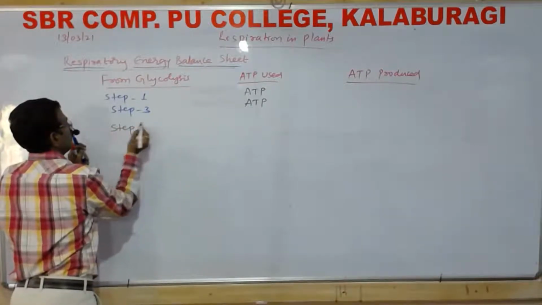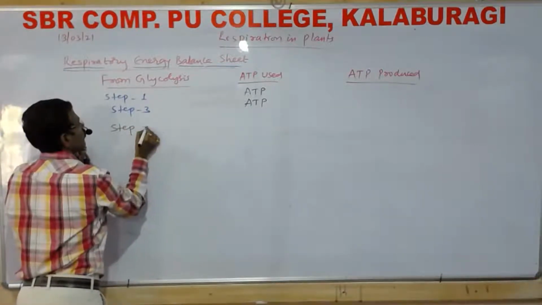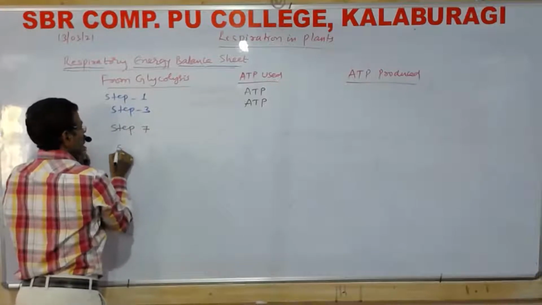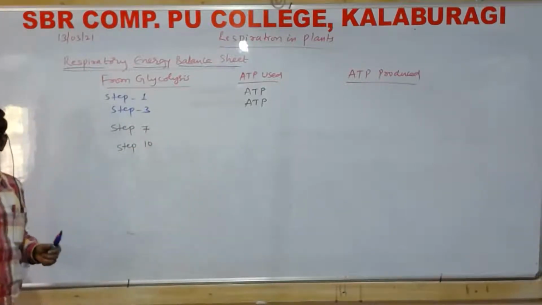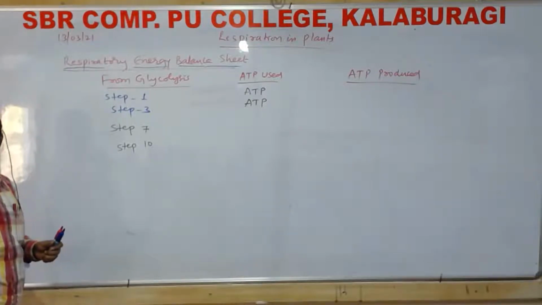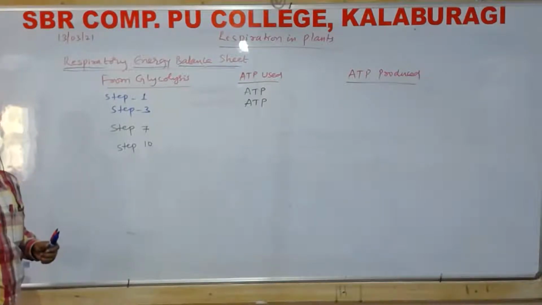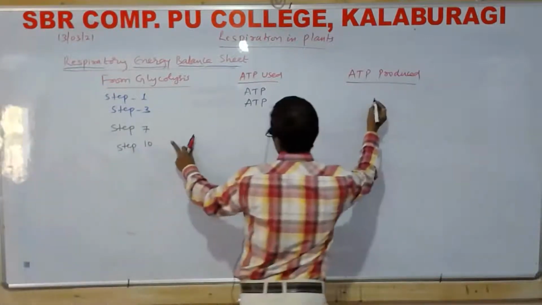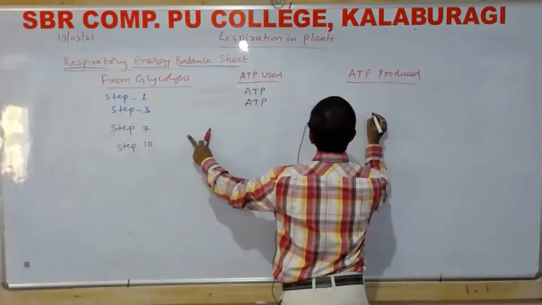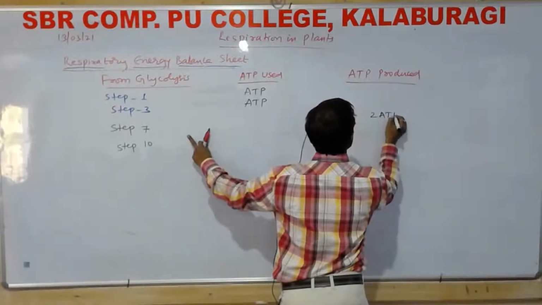Okay. Now we have step number 7 and step number 10. Step number 7, what is that? 1,3-DiPGA to 3-PGA. Is it or not? 1,3-diphosphoglyceric acid to 3-phosphoglyceric acid. Okay. So there, how many ATP will be produced? 2 ATP will be produced.